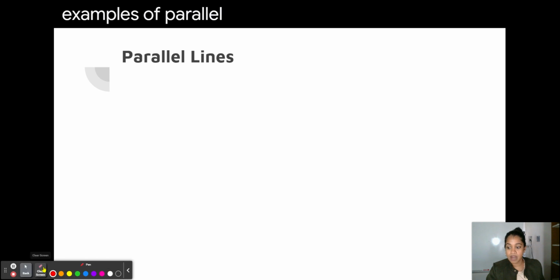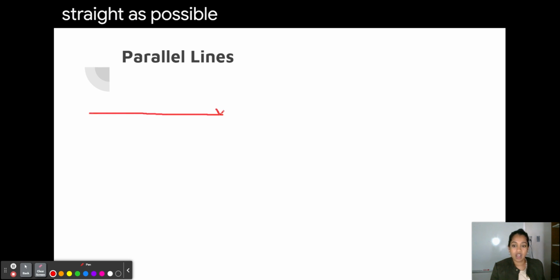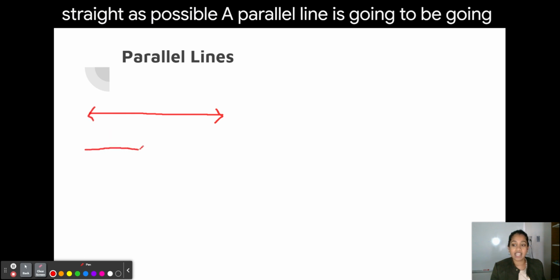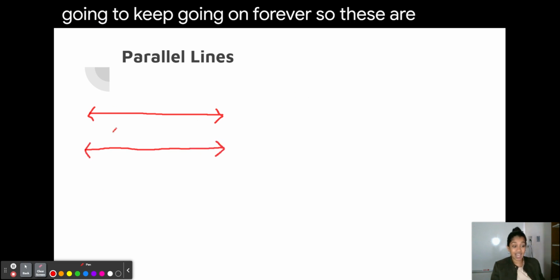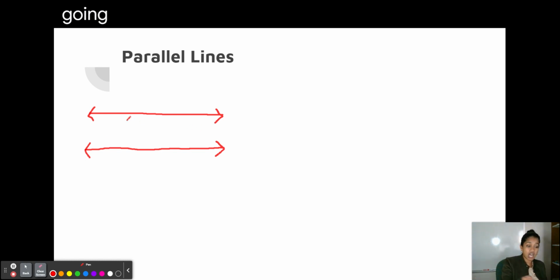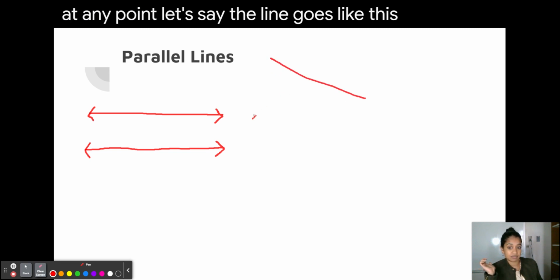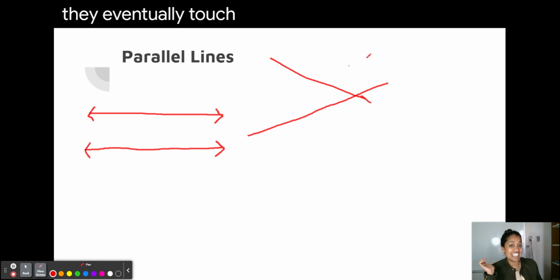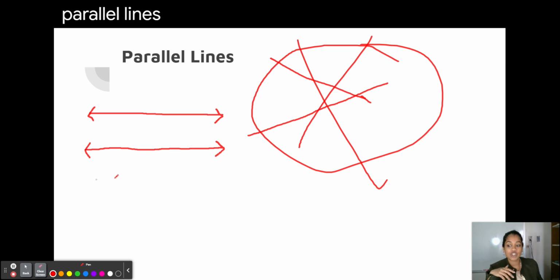What are some examples of parallel lines? Remember, parallel lines are two lines that are never going to touch. If we have a line over here, and I'm going to try to make this as straight as possible, a parallel line is going to be going right next to it and it will never touch. They're just going to keep going on forever. So these are parallel lines. If at any point the line goes like this and they eventually touch, this is not parallel lines. Parallel lines are lines that will never, ever touch.